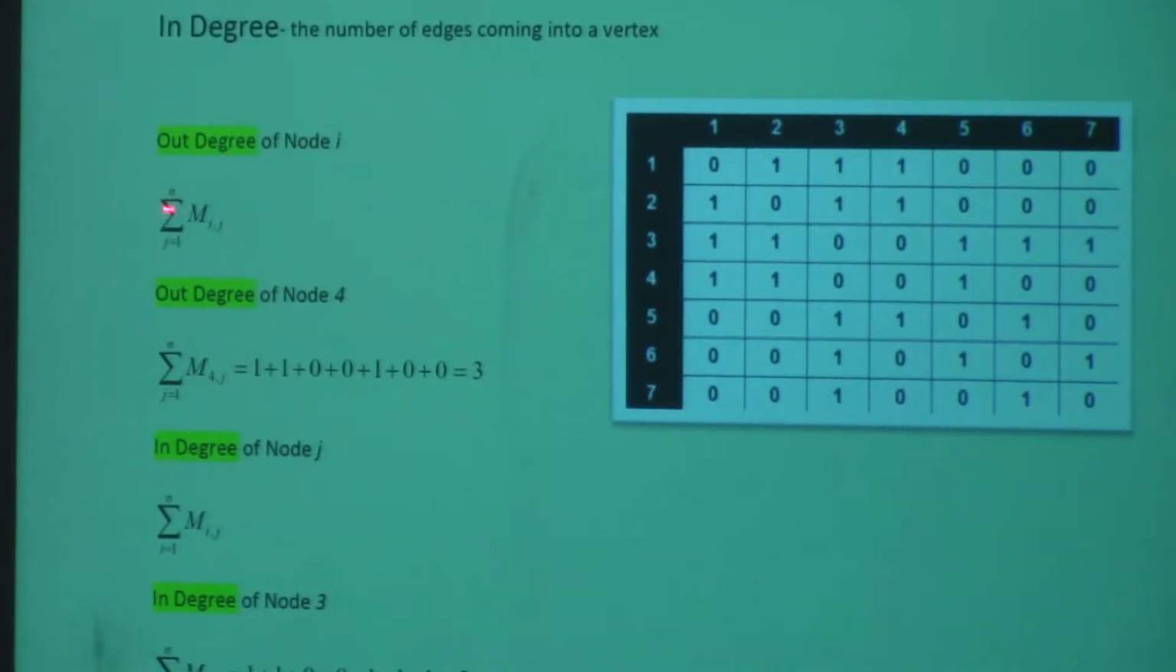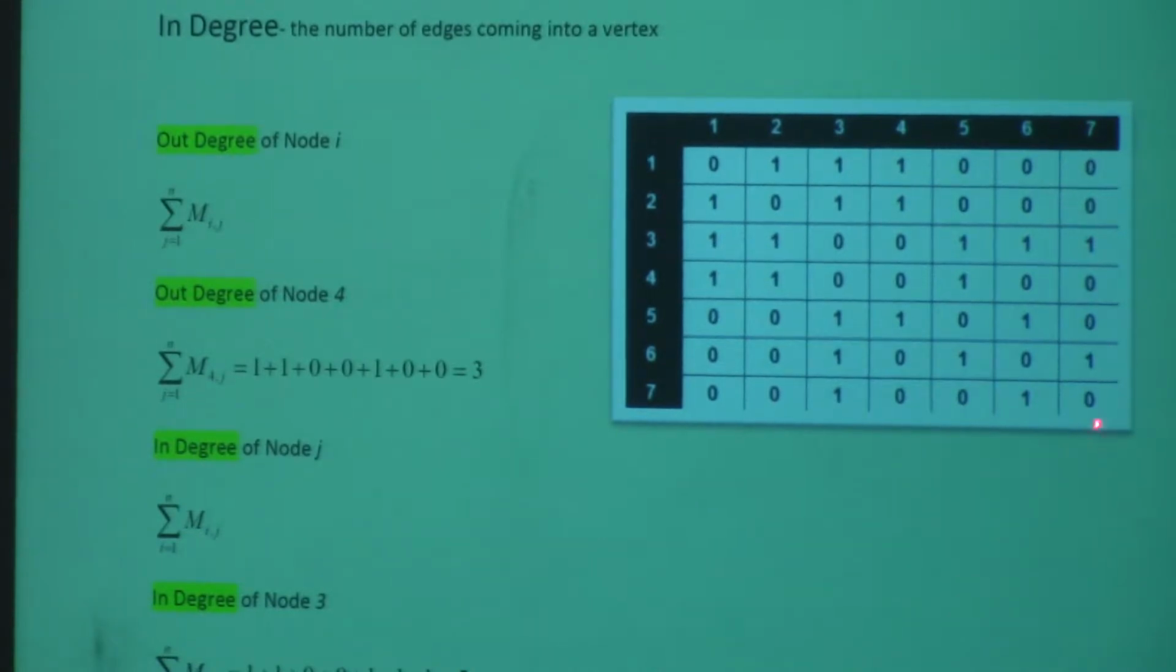And the out degree can be written as Mij, where we fix i at a particular row, make it 6, and then let j go between 1 to n. So fix i at 6, and let j go from here, and that's the out degree. You can see the out degree of node 4. So we're going to fix i at 4, and we're going to count all the j values that are non-zero. And that's 3.